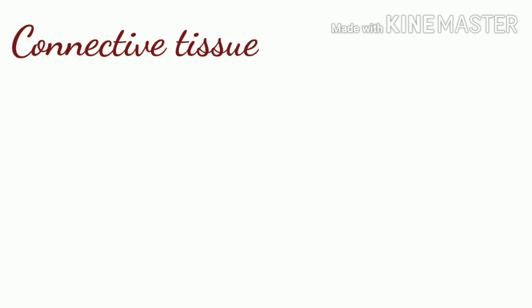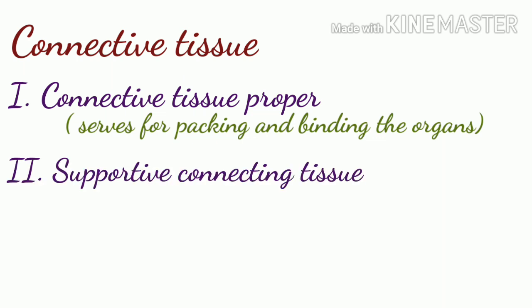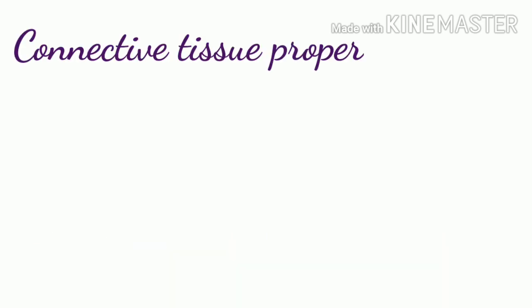The connective tissue is classified as 1. Connective tissue proper, which serves for packing and binding the organs. 2. Supportive connective tissue which gives support, includes the cartilage and the bones. And the third one, fluid connective tissue which includes blood and lymph. Let's begin with the connective tissue proper.